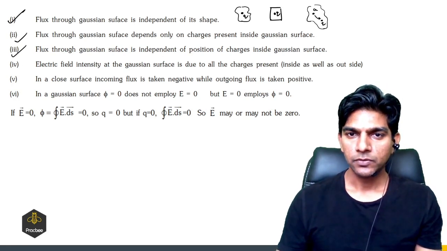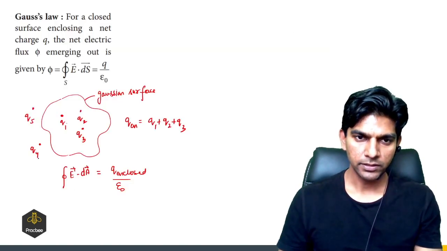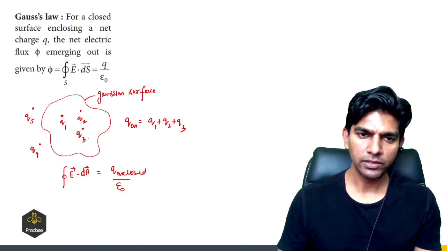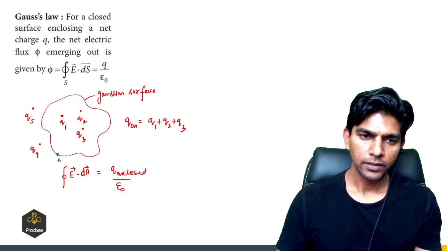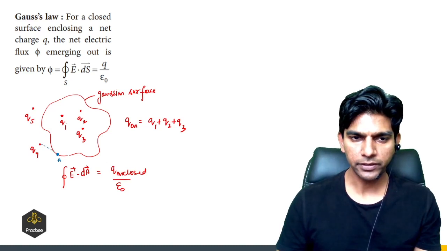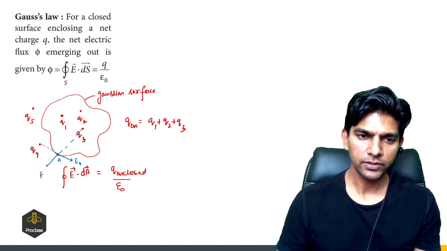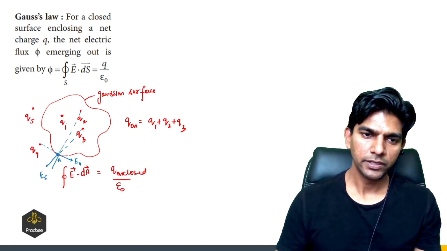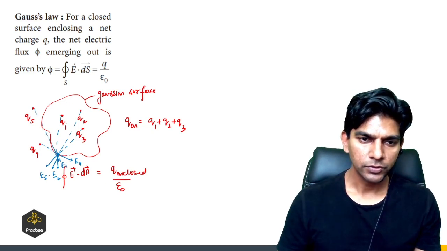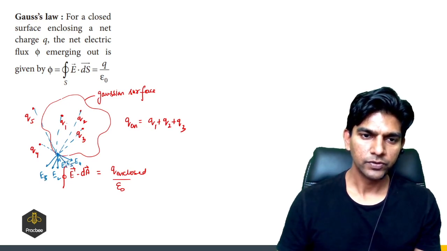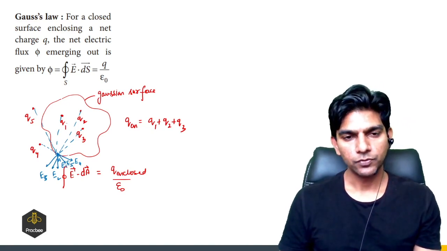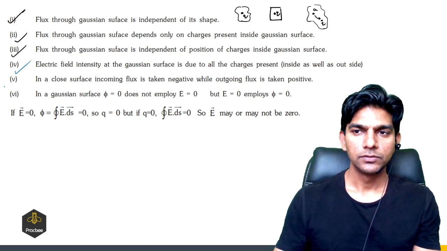Electric field intensity at the Gaussian surface is due to all the charges present. So in this particular illustration, if I take a point A, the electric field at A will be the vector addition of the electric fields by all the charges. So this will be E4, this will be E5, this will be E2, and this will be E1, and sorry, this is E3, right? And this will be E5. So at A, the field will be the vector addition of all the individual fields. So this you have to remember.